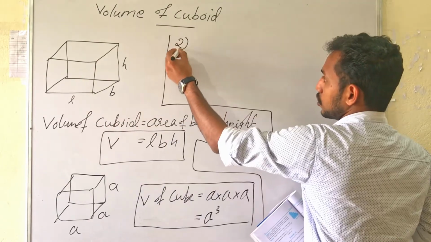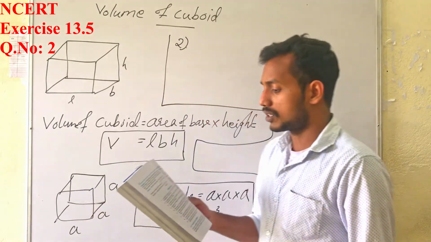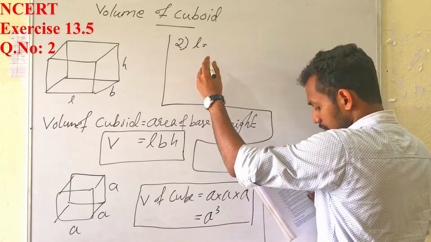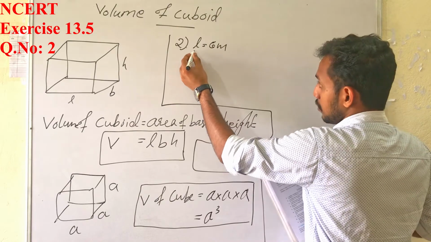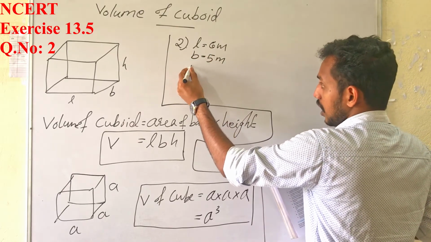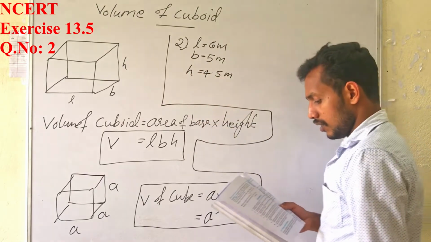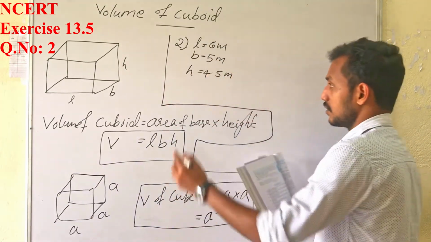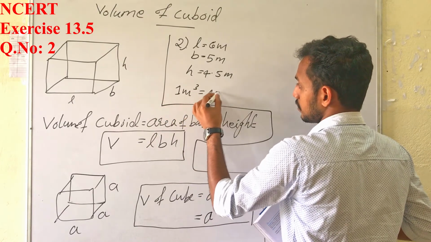I am taking question number 2. A cuboidal water tank 6 meter long, 5 meter wide and 4.5 meter deep. So length of this cuboidal tank is given 6 meter and breadth is given 5 meter and height is given 4.5 meter. How many liters of water can it hold? In the question it is given that 1 meter cube is equal to 1000 liter.